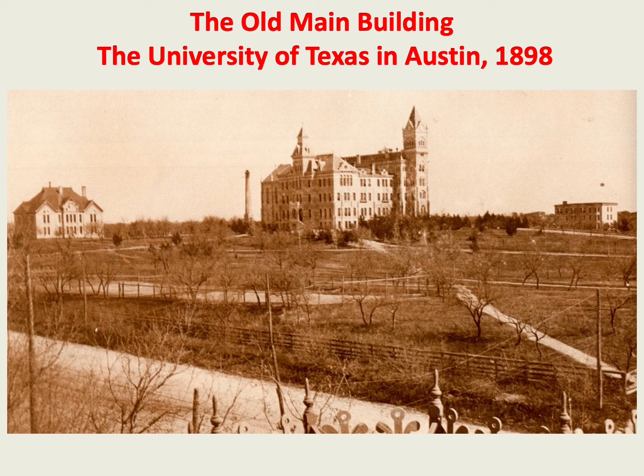This is the old main building at University of Texas in Austin in 1898. That building, unfortunately, was demolished, and they put in other buildings. But you can see how small UT was then.